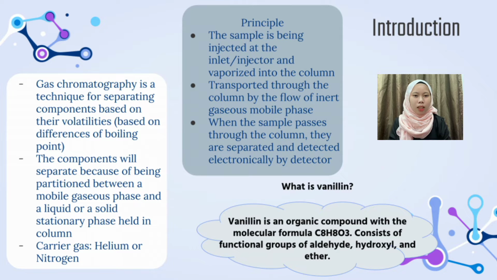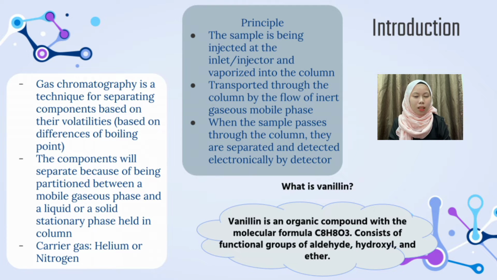Gas chromatography is a technique for separating components based on their volatilities, which means based on differences of boiling point. In this, components of a vaporized sample are separated because of being partitioned between a mobile gaseous phase and a liquid or a solid stationary phase held in the column. The carrier gas is helium or nitrogen.